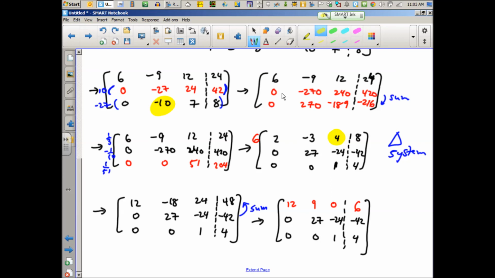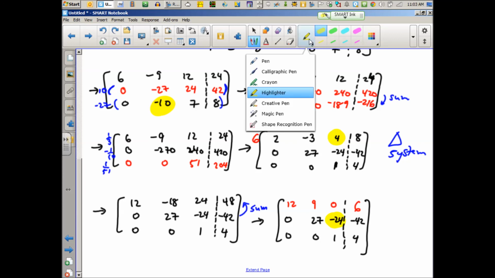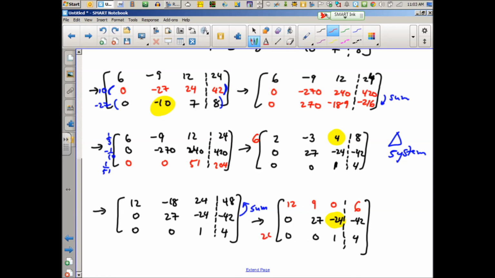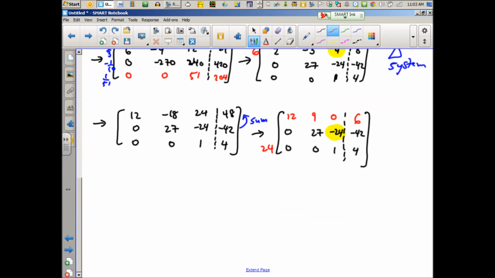Okay, next target is this spot. So I'm going to multiply the bottom row by 24. That seems kind of counterproductive. Our bottom row is so beautiful, but we kind of need to do that.